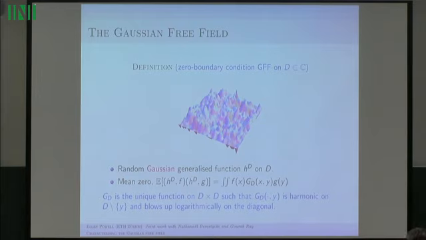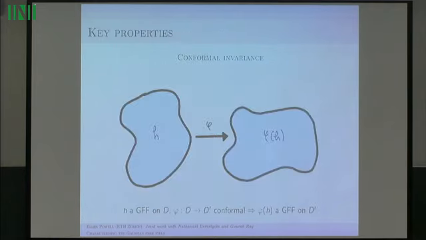Okay, and if we assume that it has zero boundary conditions. I'm not going to make this more precise because I'm not going to use it precisely, but this is just something to bear in mind. The Green's function itself has a nice characterization. Right, so what are the key properties that I claim characterize the Gaussian free field?